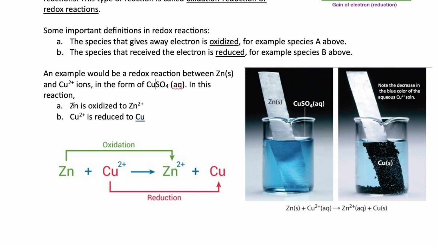Another way to say this is zinc is oxidized to zinc 2+, and copper 2+ is reduced to copper. As we said earlier, when something is oxidized, it becomes more positively charged, because it's giving away electrons. And when something is reduced, it becomes less positively charged or more negatively charged. In this case, copper goes from 2+ to neutral. That tells you that copper has gained some electrons.